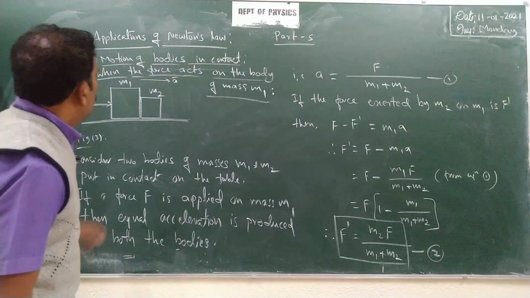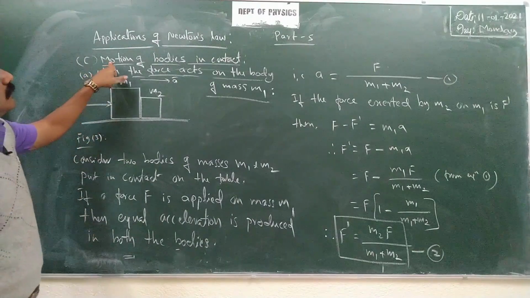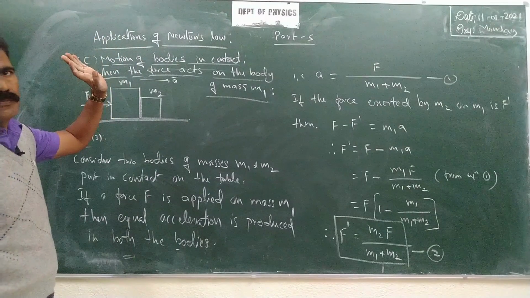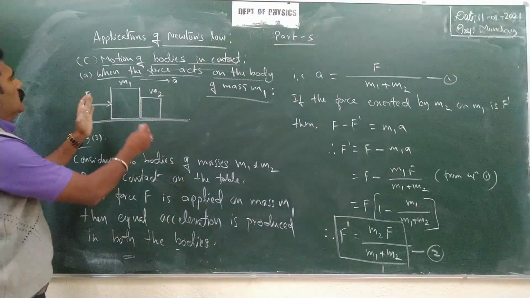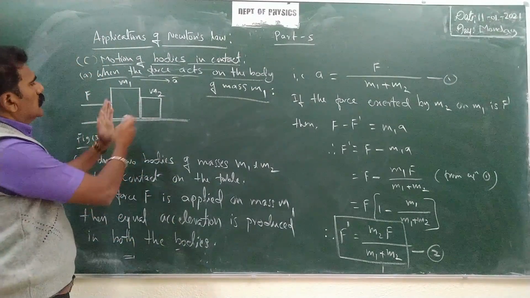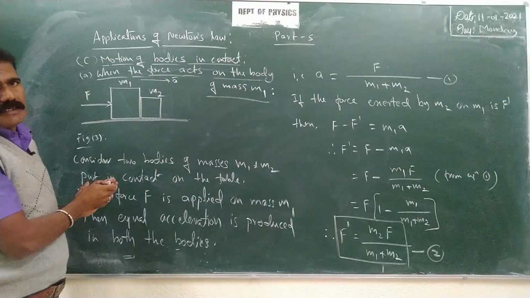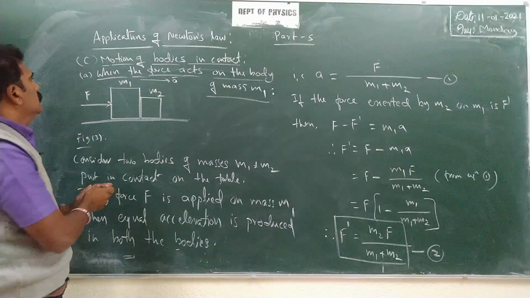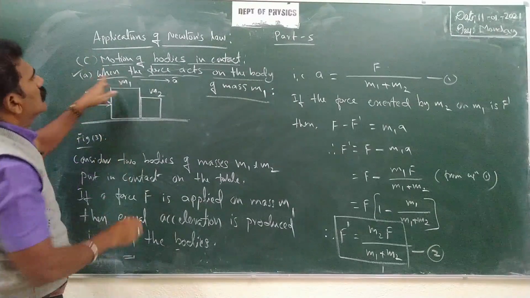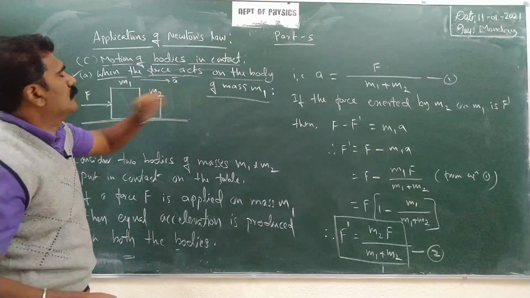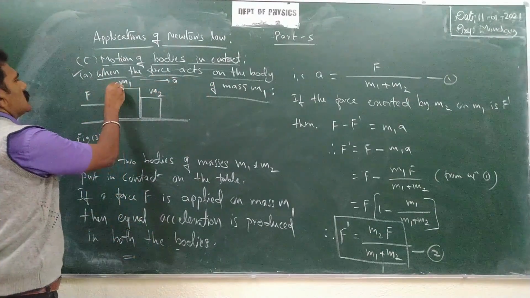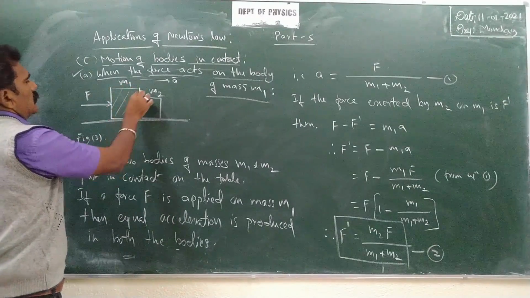Okay, now look at the next example, motion of bodies in contact. So, it is like this. See, there are two masses M1 and M2 kept in contact. Then you have to apply the force to get the acceleration on the system. So let us say in the first case again, when the force acts on the body of mass M1, where is M1? We are considering this mass as M1 here.